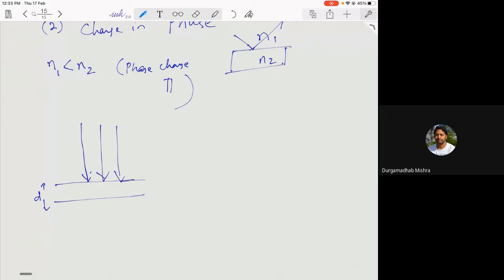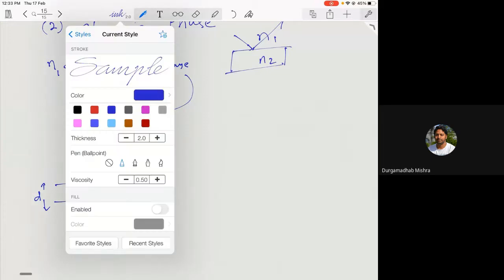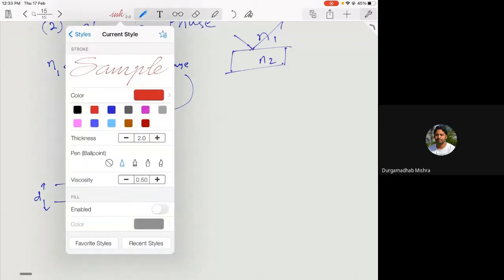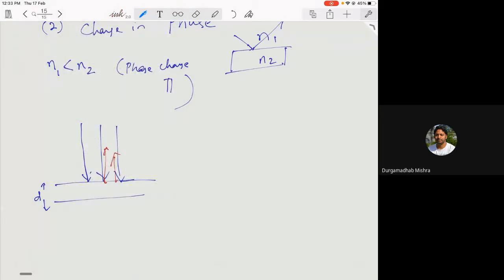So what would happen? Light will be reflected from the top surface, so there will be a reflection here. There will also be reflection from the bottom surface, because this light will also partially get reflected from the bottom surface. So now these red and black ones will interfere. We are keeping it simple just to understand the physics of it.